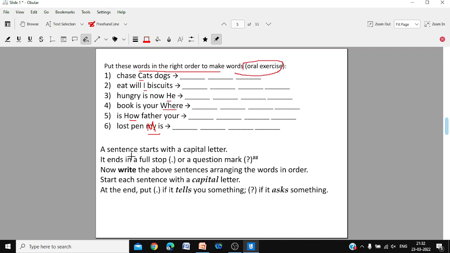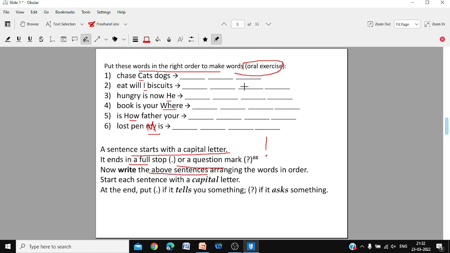Now, a sentence starts with a capital letter. It ends in a full stop or a question mark. It can also end in other things, like an exclamation mark, and in certain cases other marks. But for the time being, we will do sentences that end in a full stop or sentences that end in a question mark. So now write the above sentences.